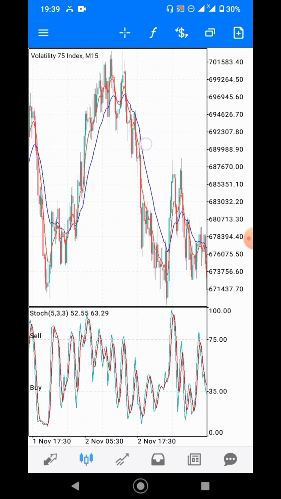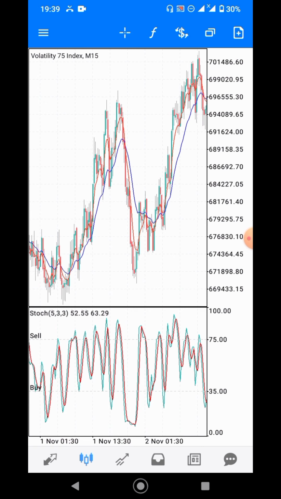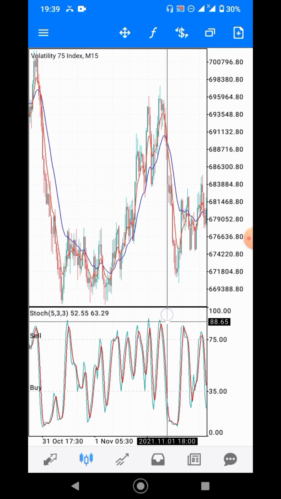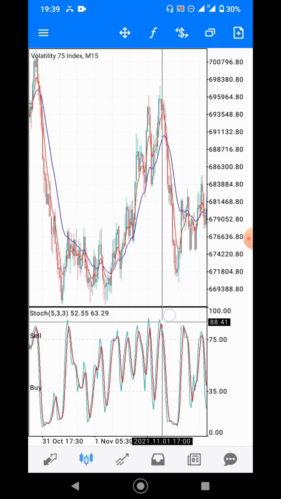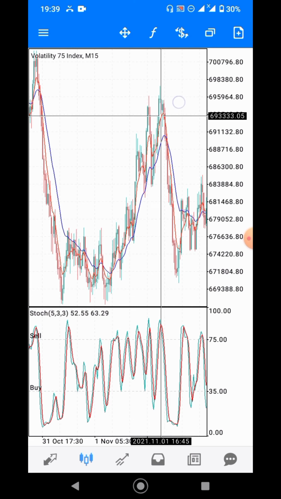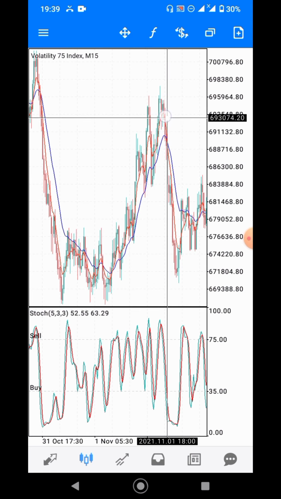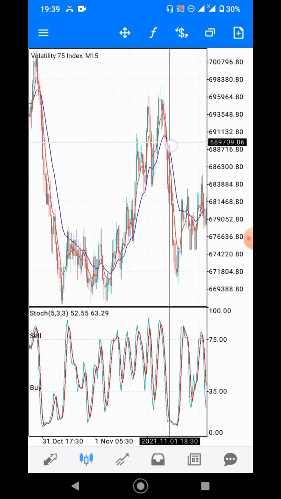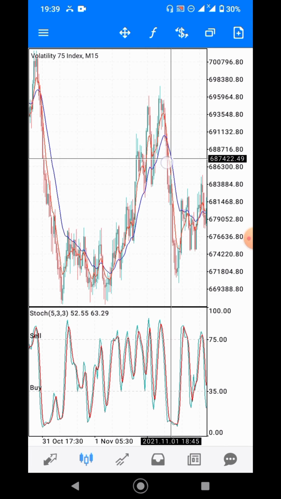But to make your trade more confirmed, you wait for a crossing. You can see here that a cross occurred in the stochastic above level 75, and after like 2 candles a cross occurred. So at the closing of this candle, you'd have entered your sell. I can say it's sold.